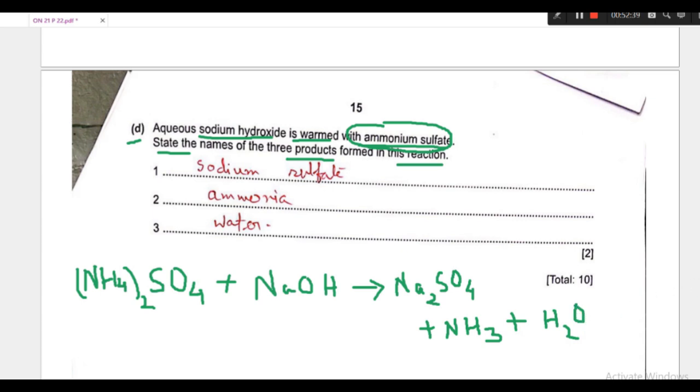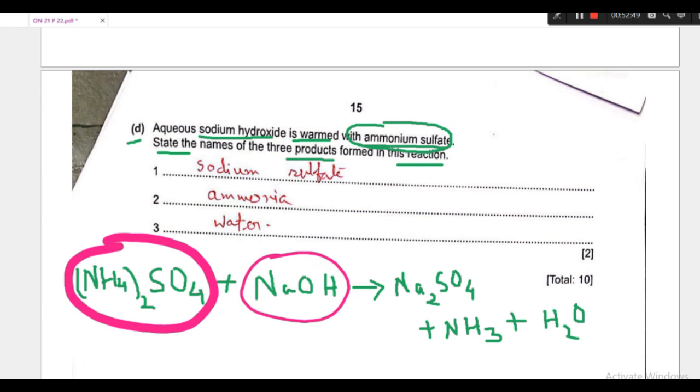Any ammonium salt, if you react with sodium hydroxide, will produce salt, sodium sulfate, ammonia plus water. So any ammonium compound, if you add sodium hydroxide, salt plus ammonia plus water will be produced.